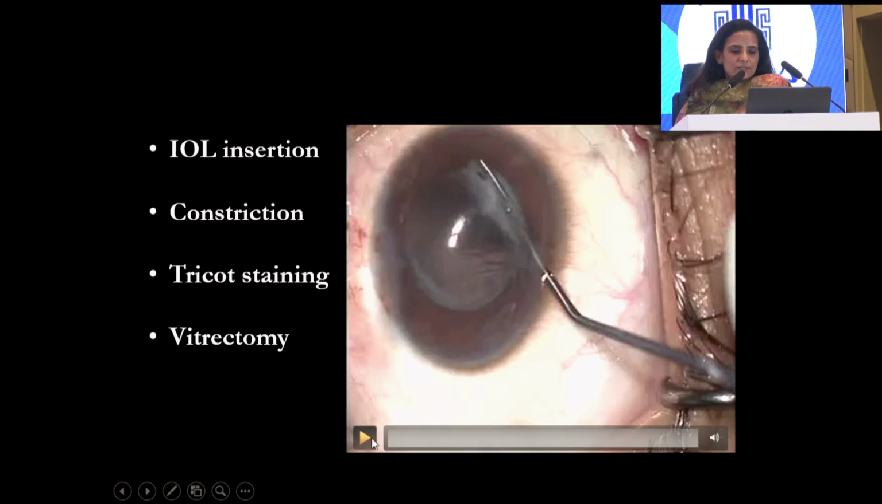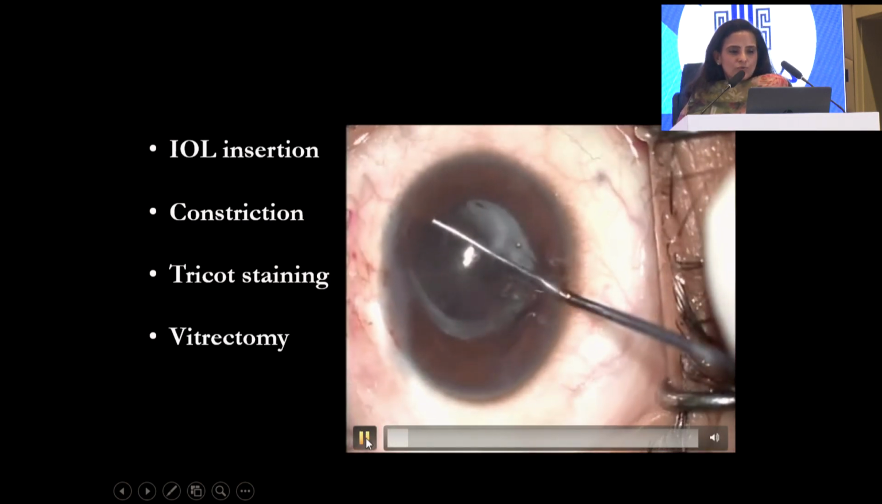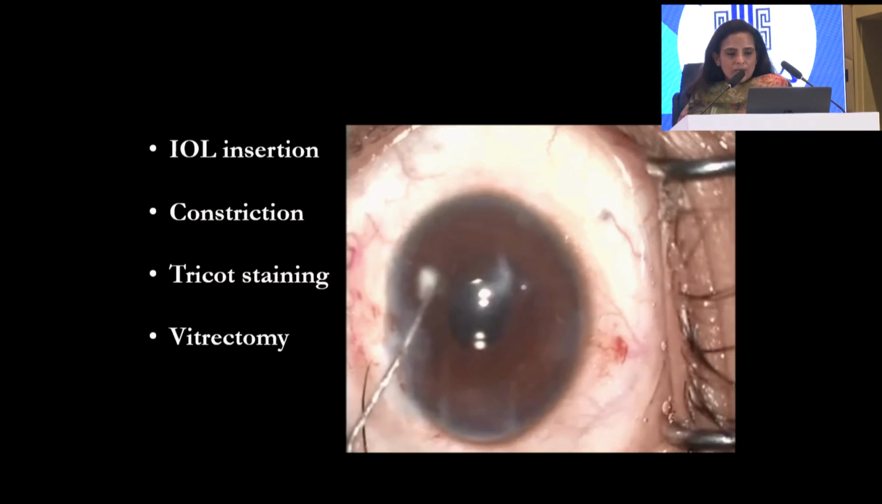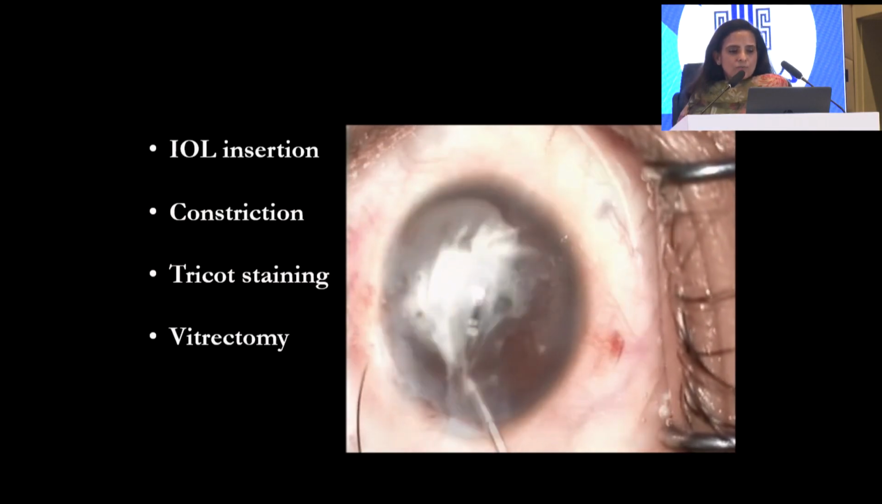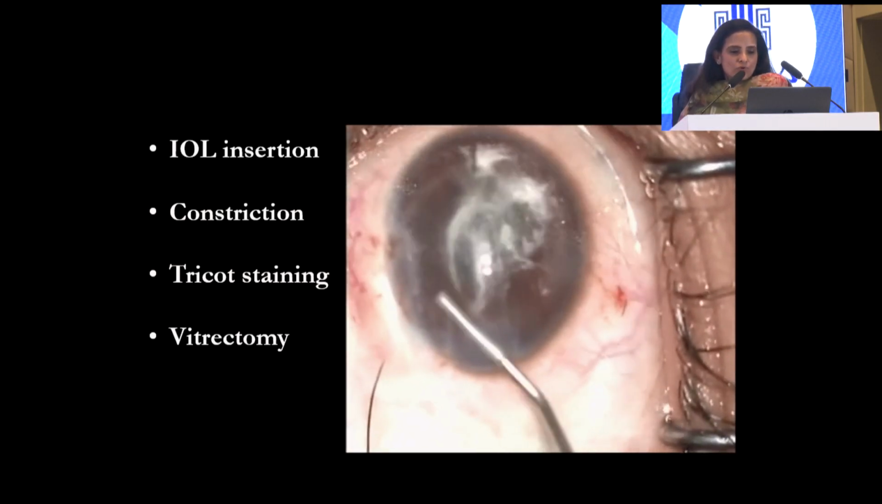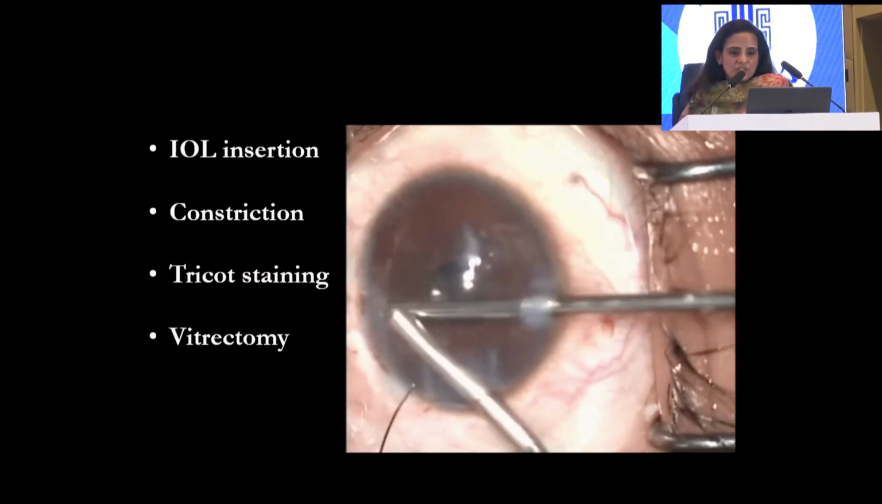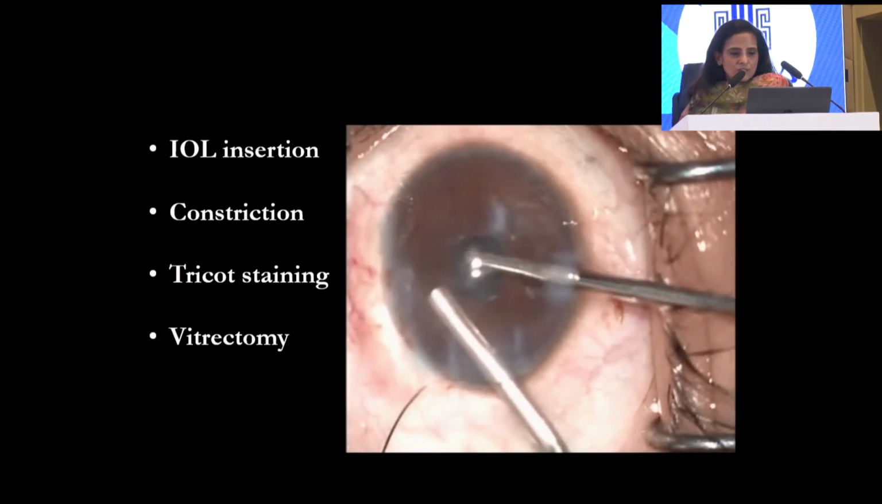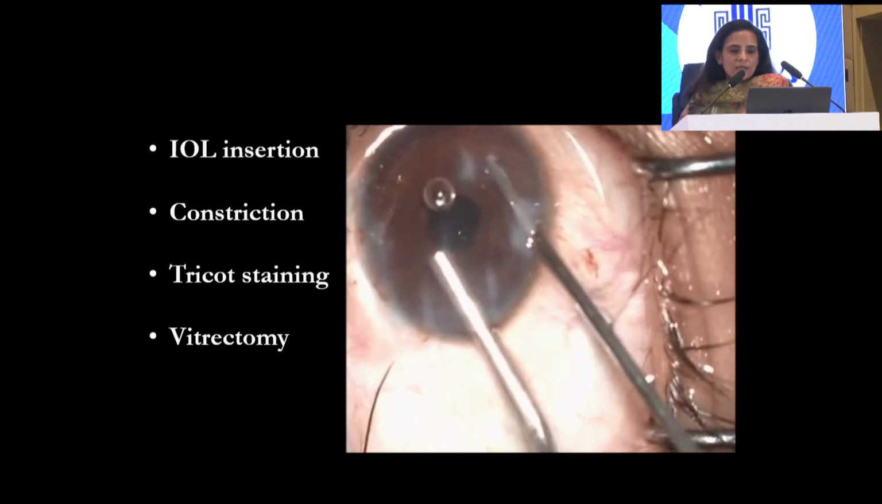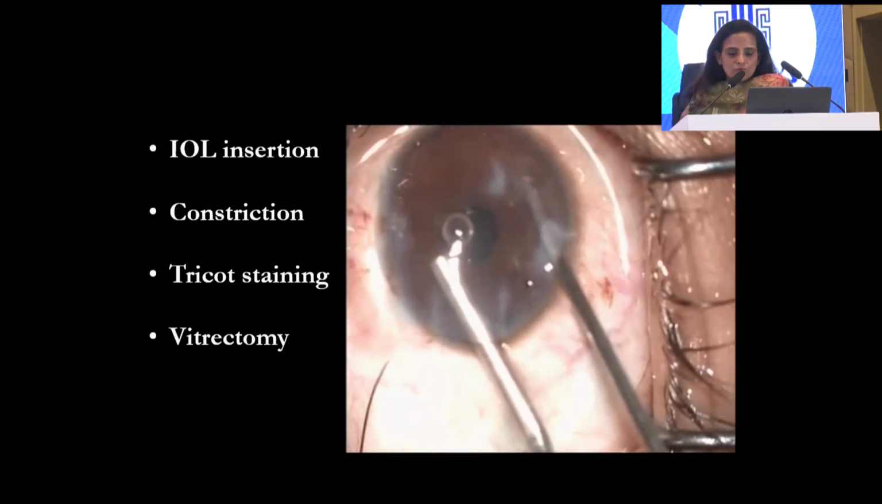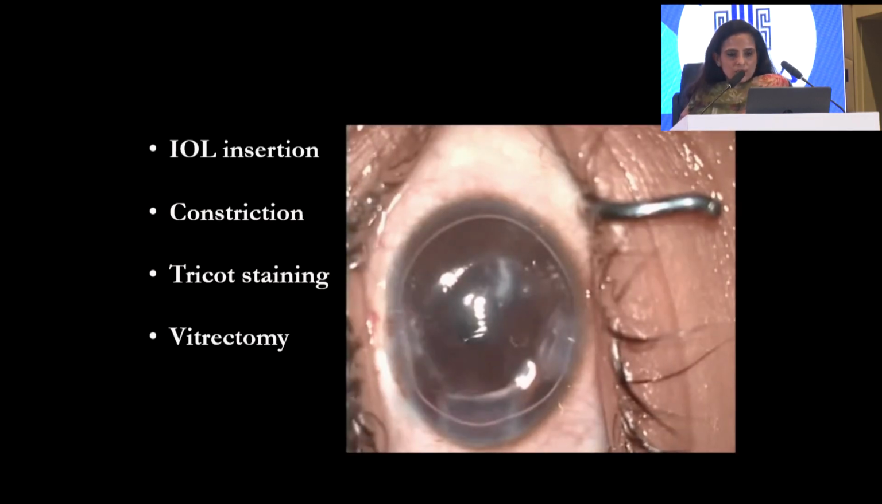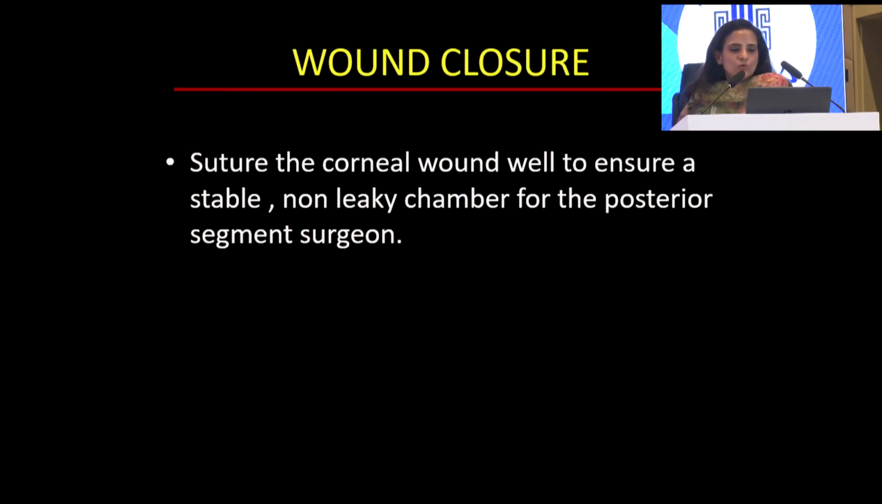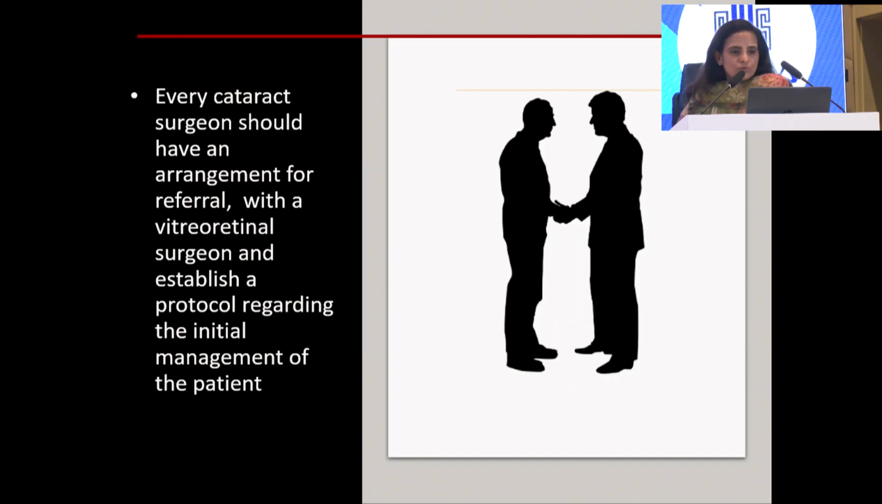Now for the cataract surgeon, what you can do is implant an IOL in case there's a dropped nucleus. After that, remember to constrict the pupil and then stain with Tricot to see for any residual vitreous in the anterior chamber. And in case there is any vitreous, then do a vitrectomy to clear it. So Tricot comes in very handy. Wound closure is extremely important when you have a dropped nucleus. So ensure that you've closed the wound properly.